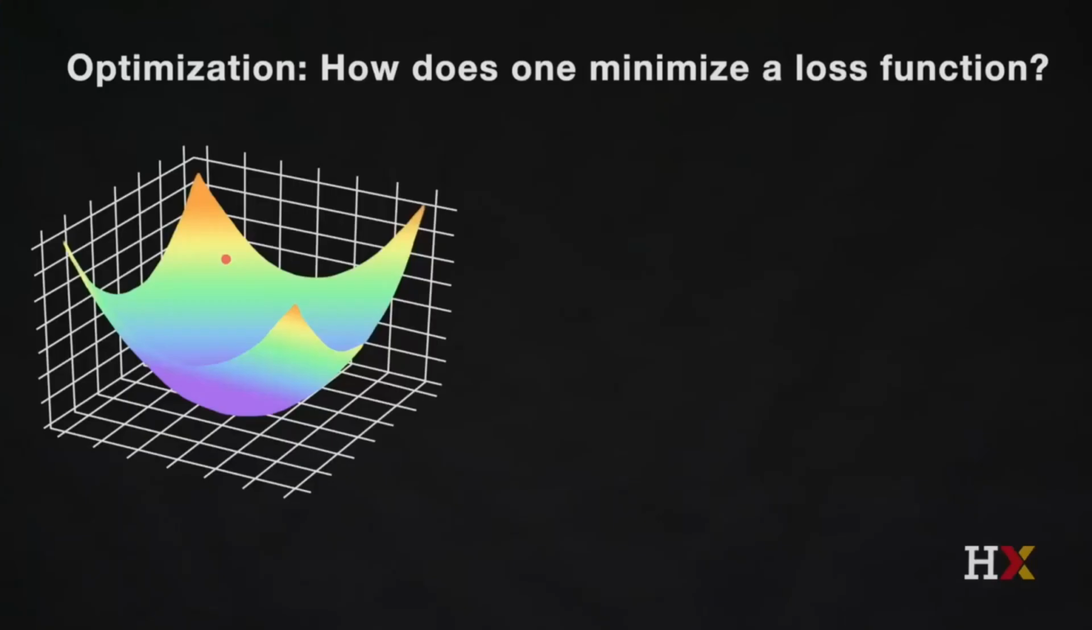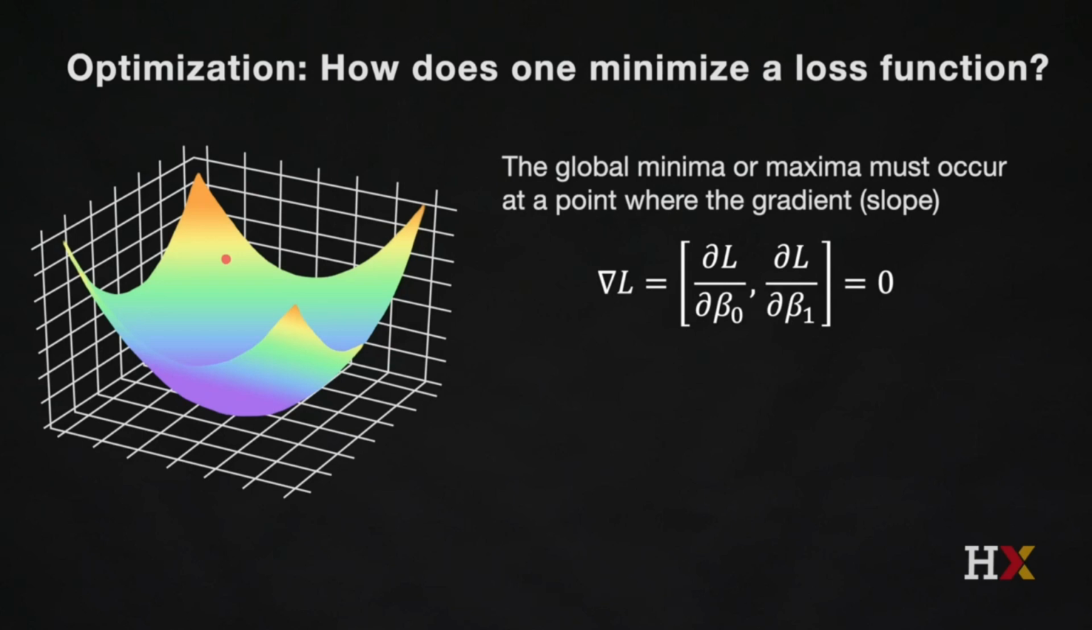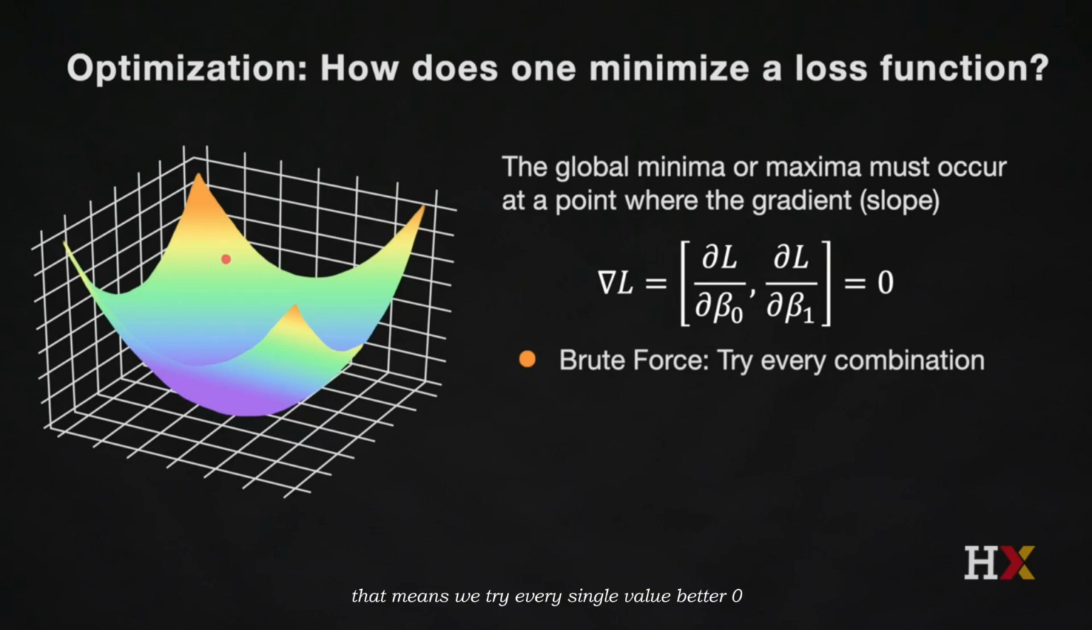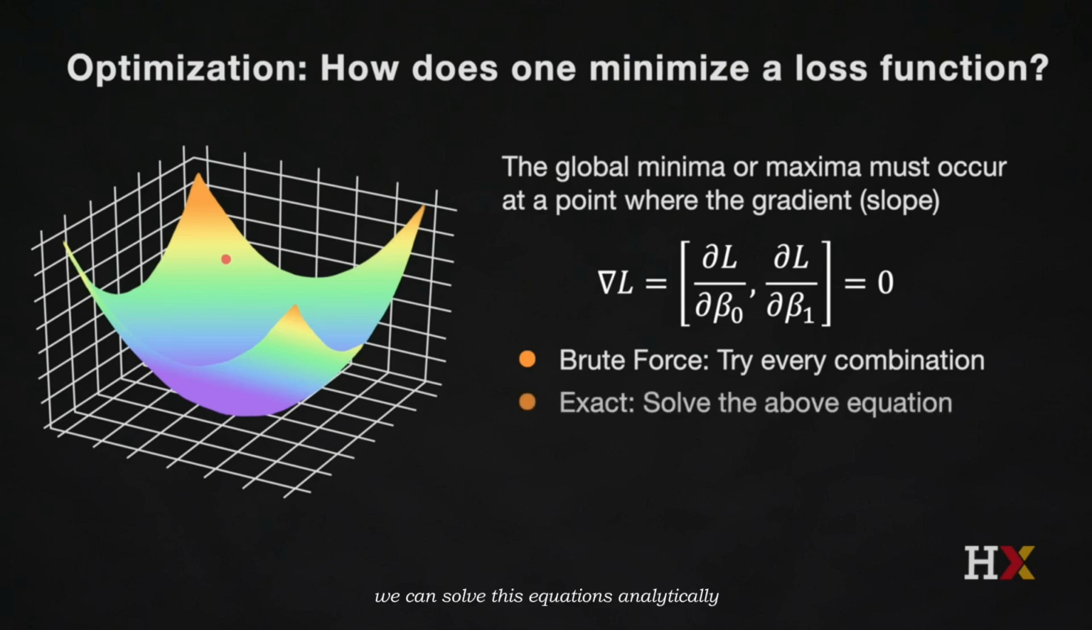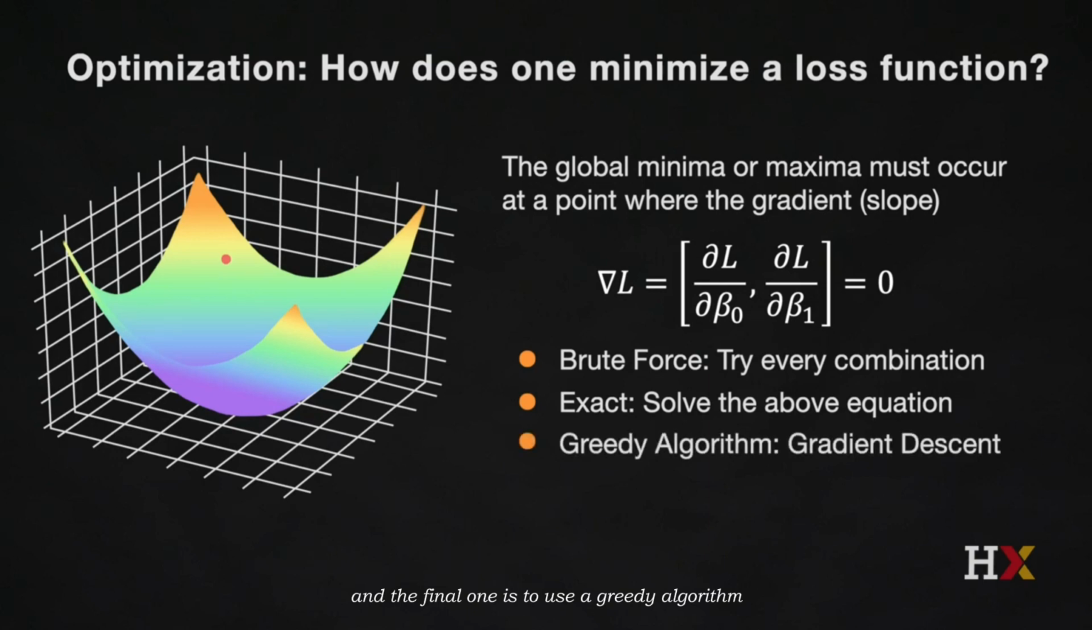Now, to do an optimization to find what is the best beta 0 and beta 1, that will happen when the partial derivative of the function will be equal to 0. There's three ways of doing that. One is brute force. That means we try every single value of beta 0 and beta 1 and evaluate the partial derivatives. We can solve these equations analytically. And the final one is to use a greedy algorithm, the gradient descent, something we'll see later in this course.